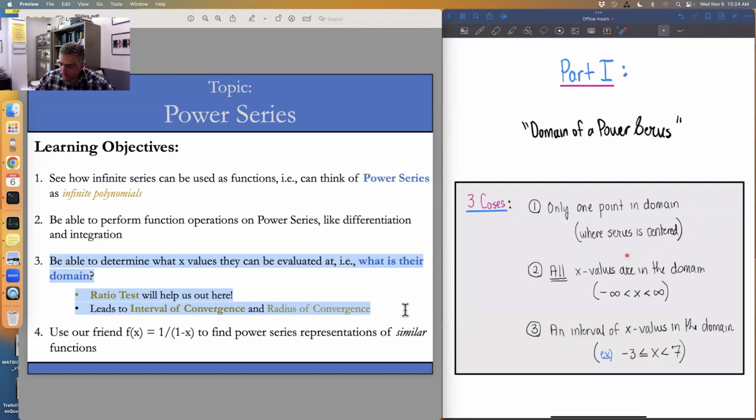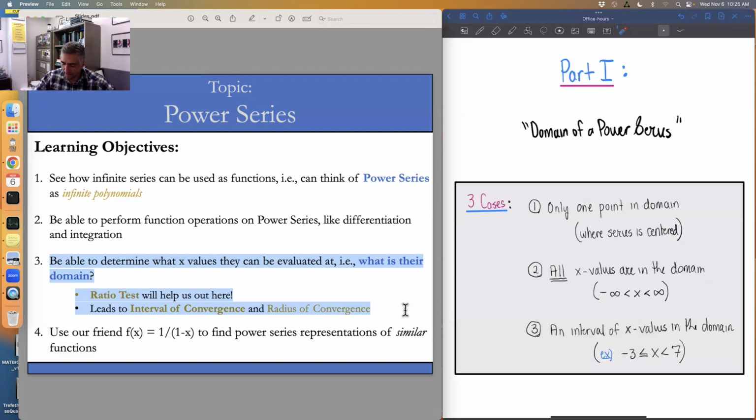The next example we did, we saw where the domain is all x values, from minus infinity to positive infinity. So if you give me any x value, I should be able to plug it into our power series, and that power series should give me a finite value in return. And the last example that we started was basically where we saw a specific interval works in the domain. So for example, if the domain of a power series was x values greater than or equal to -3, but less than 7, choosing any of those x values, plugging into the power series would give us a finite sum or a finite value in return.